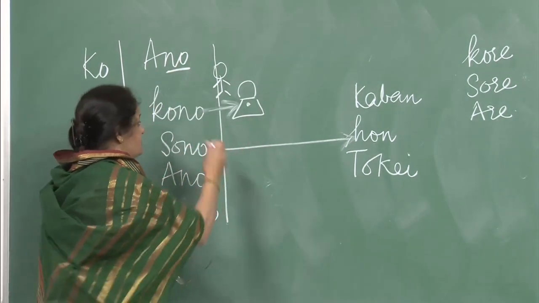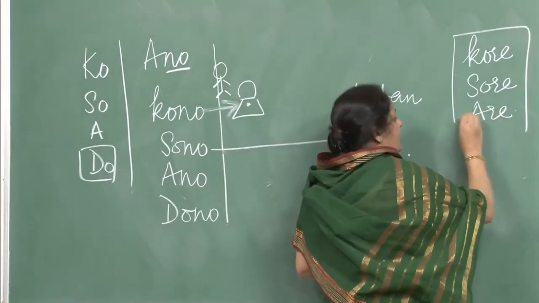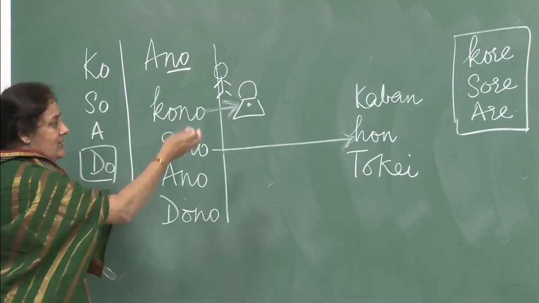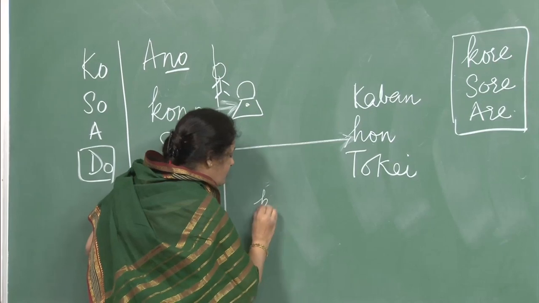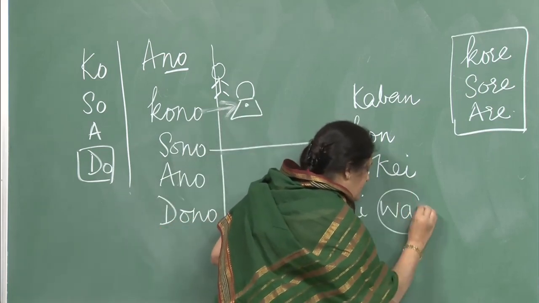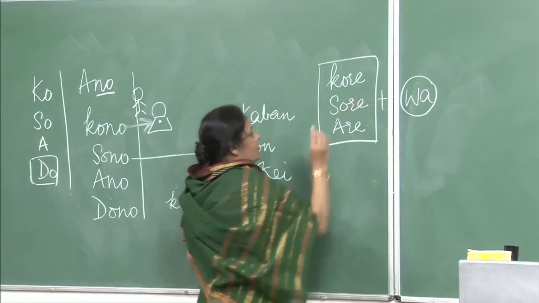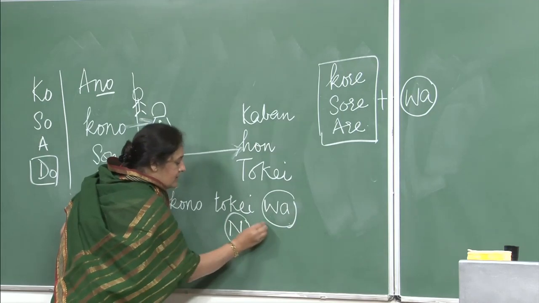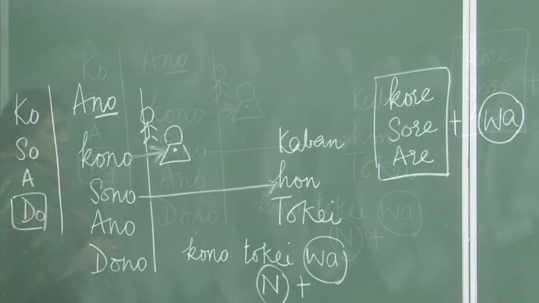Kore, sore, are are of course demonstrative pronouns. These are demonstrative adjectives. There is a big difference over here. Kore, sore, are are only to be used for things, inanimate objects, and kono, sono, ano can be used for inanimate and animate both, because you are actually naming the person or the object. So now what you do is kono tokei wa. So please remember, with kore, sore and are, wa will come immediately after that. Kore, sore, are, wa. But over here, kono, sono, ano, tokei, the noun plus wa is going to come. Please remember that. This is very, very important.